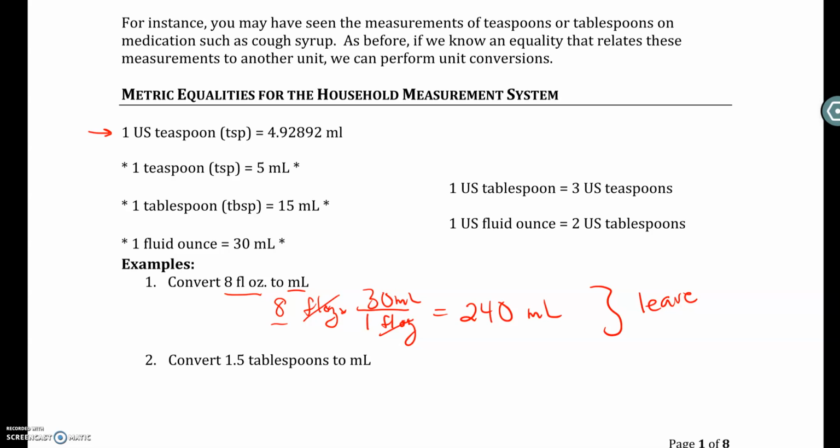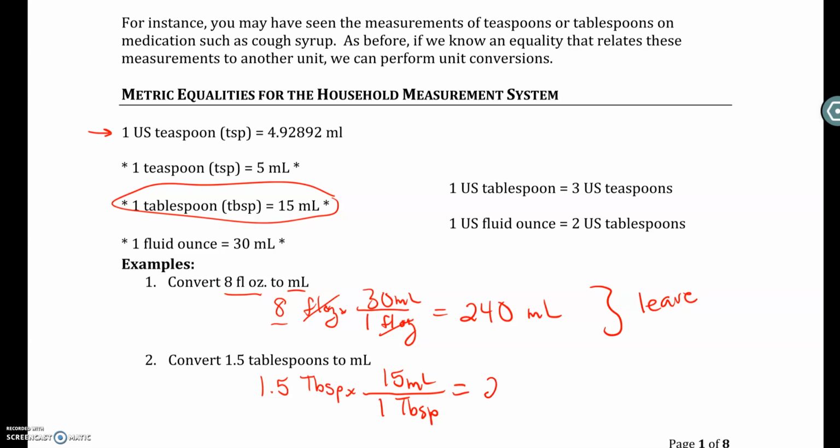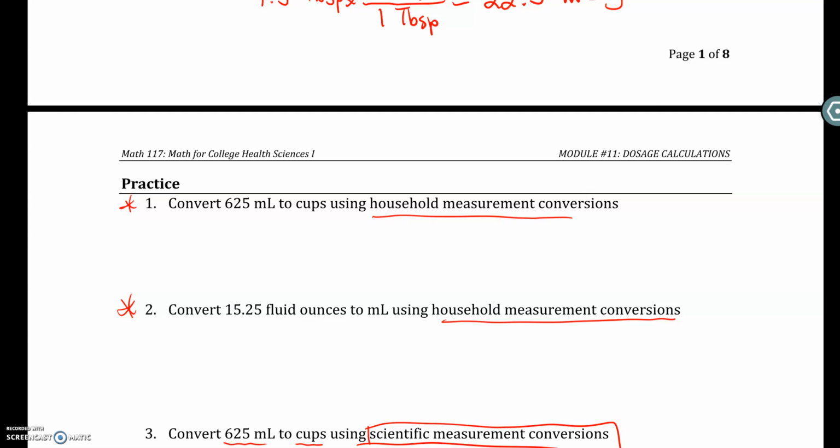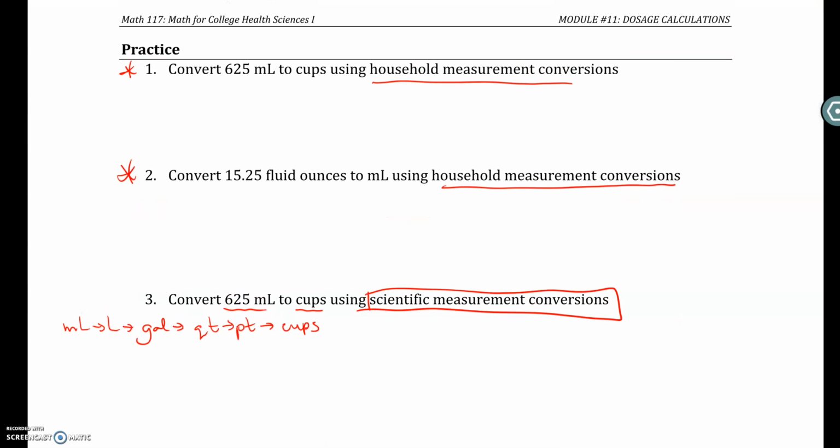Similarly, if I want to convert 1.5 tablespoons to milliliters, we know 1 tablespoon is 15 milliliters. So I'm going to enter 1.5 times 15 into my calculator. It comes out to 22.5 milliliters, and I'll leave that answer as it is. Again, leave your answer and do not round it. Then, as we've done with many of our other examples, try out the following practice questions.